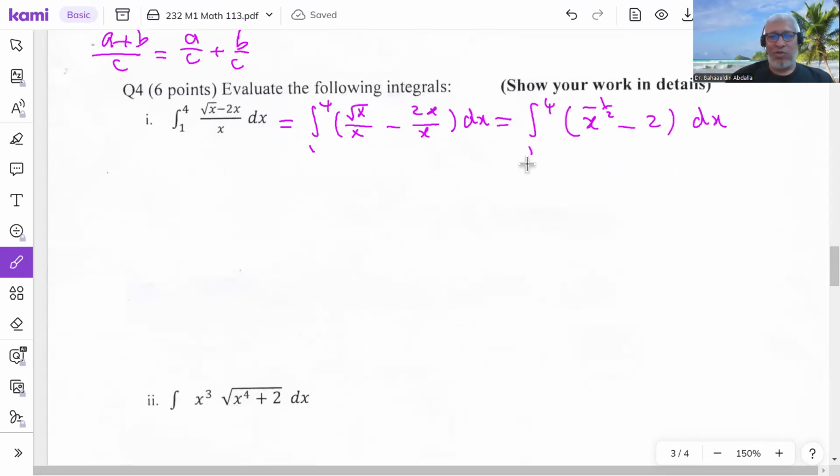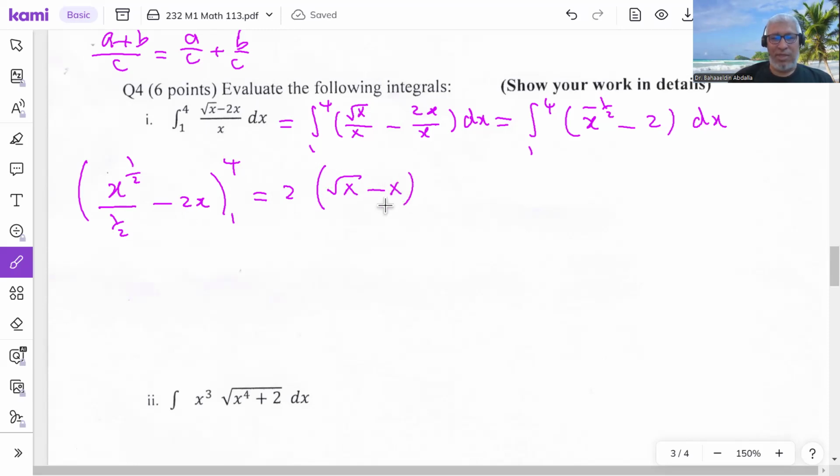What is the integral of x to the power negative half? It is x to the power negative half plus 1. You add 1, which is half over half minus 2x. The integral of 2 is 2x from 1 to 4. Well, over half means 2. So I'll take 2 minus 2. I'll take 2 as a common factor outside. And I'll have square root of x minus x inside from 1 to 4.